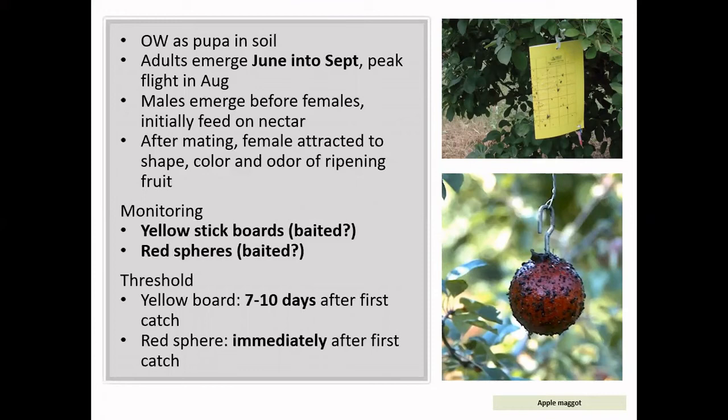So in terms of thresholds, when using a yellow sticky board, following first catch, control is typically needed 7 to 10 days following that catch. Whereas once you begin catching on the red sphere, that's indicating that oviposition is ongoing, and so control would be needed immediately following that catch.